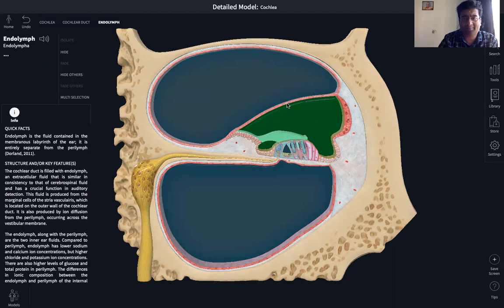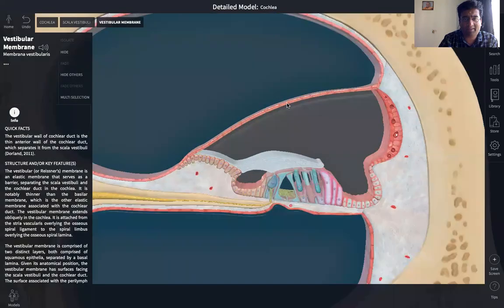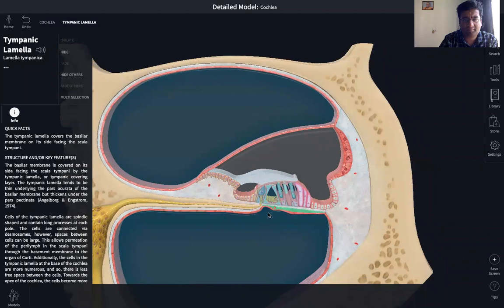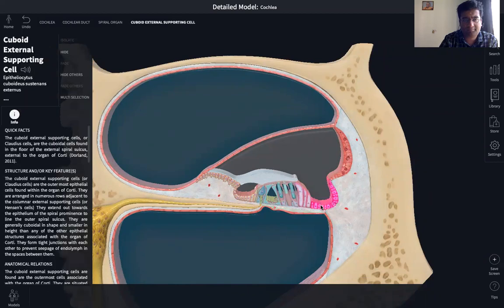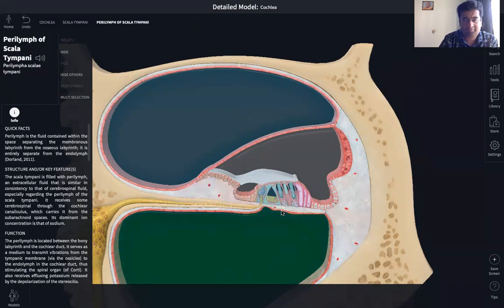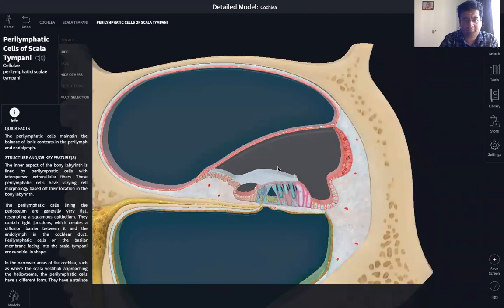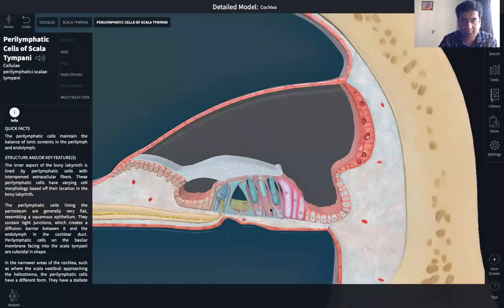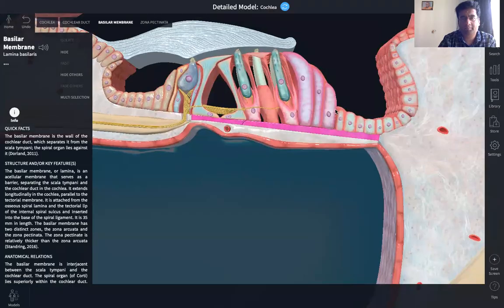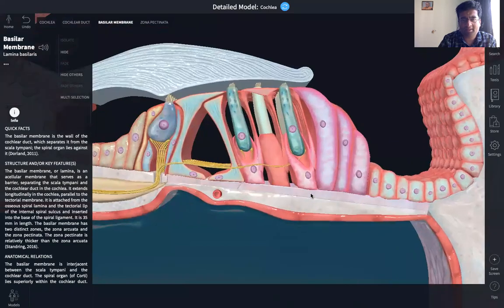Now let us have a look at the membranes that are separating these 3 canals. So you can see here, this is the vestibular membrane that's highlighted in green. The vestibular membrane is separating the vestibular canal from the median canal. Now I'll just highlight the basilar membrane as well. So what you see highlighted in pink right now on your screen is the basilar membrane.